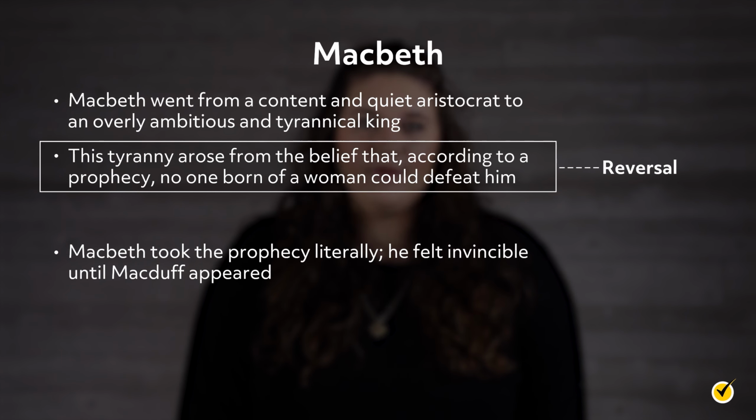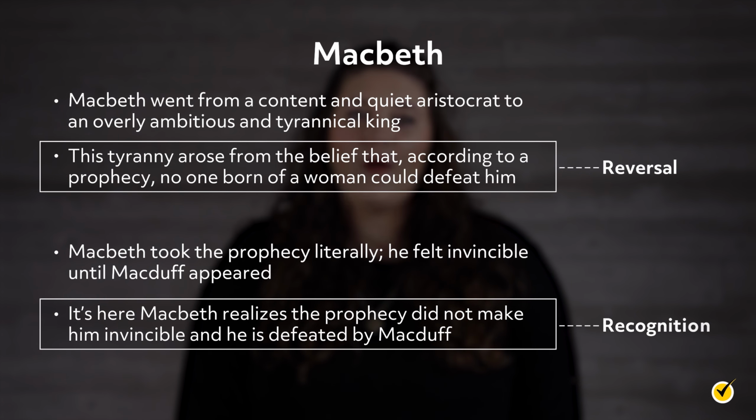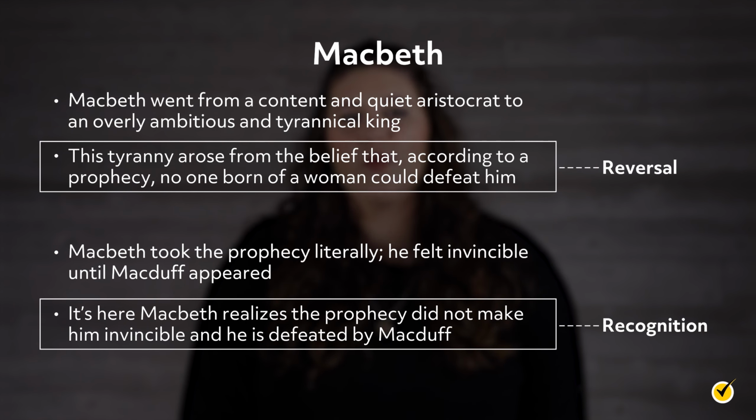That is, until Macduff, who Shakespeare describes as being born via C-section, appears here. It's here Macbeth realizes the prophecy did not make him invincible, and he is defeated by Macduff. This is an example of recognition for both Macbeth and Macduff, who realize their places within the story as the conflict between them is resolved.